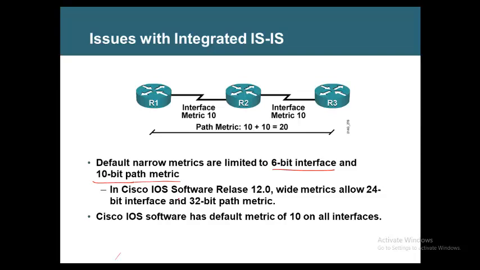For the cost, which is called metric here, for the cost on the interface, you have 6-bit. With a 6-bit, how much you can have? 63. 63 is the maximum you can give. The default is 10. You can set 63 as the largest metric. You cannot go more than that.